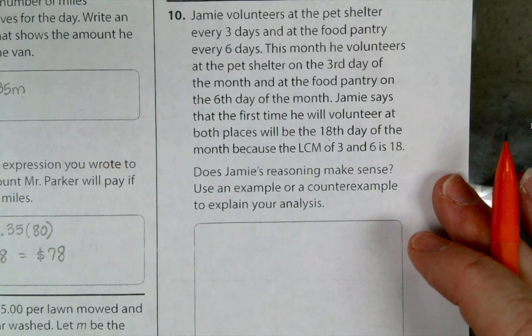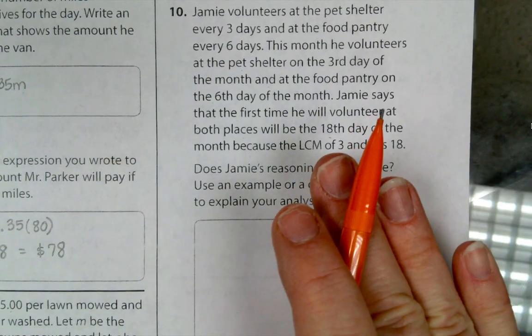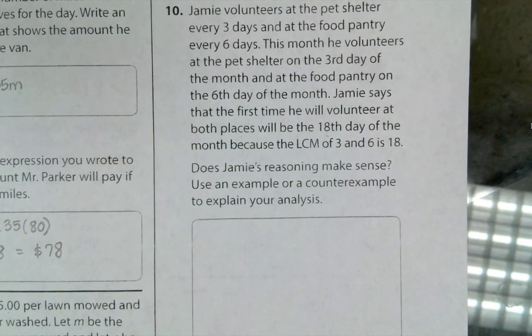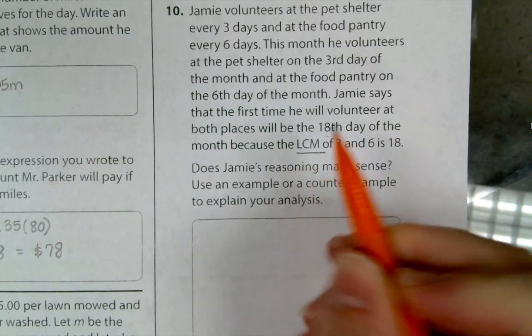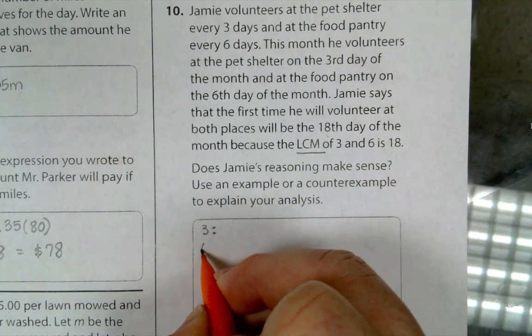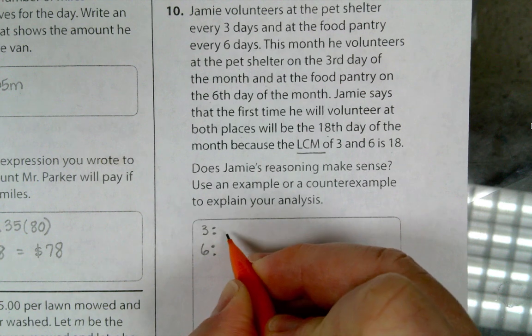So what I recommend doing, as we know when we talk about every certain day, we talked about in class how that means finding the least common multiple, and they say it right here. So the first thing you should do is find the multiples of 3 and 6.